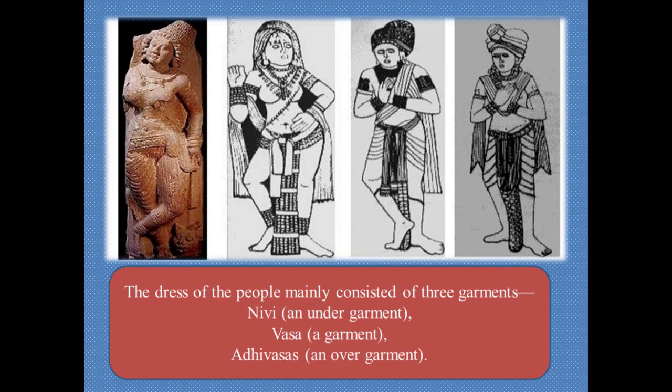Next one, the dress of the people. And this one was three varieties. One is adivasa, an overgarment. Vasa was actually a garment. A nivi was an inner garment. So this is how usually the dresses were classified. Uttareya was a shawl that was draped around by the men as well as the women. Head turban was another headgear, another dress that men and women usually adorned themselves with.